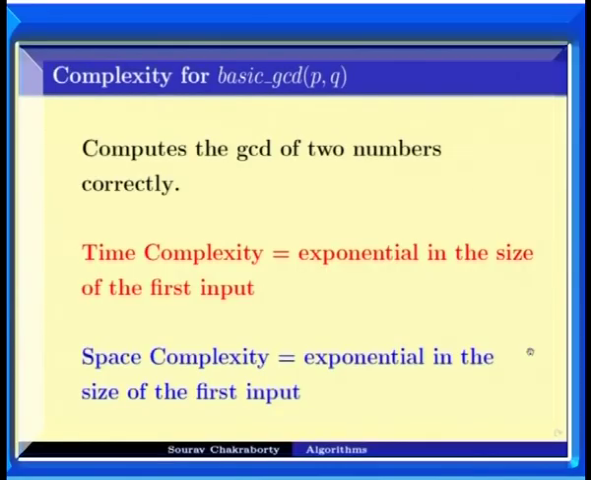The space complexity is the number of places that we need to store. In this case we had to store the whole array, the array A that had p elements, and thus the space complexity was also p, which is again exponential in the size of the first input.